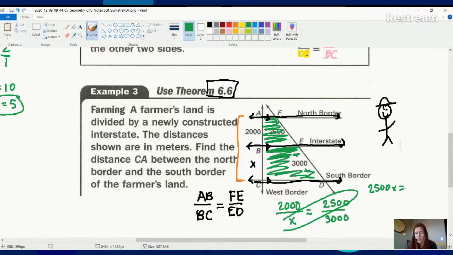2,500x equals 2,000 times 3,000. That's a really big number, right? 2,000 times 3,000. So if you do the math, divide both sides by 2,500, you end up with x equals 4,400 meters. I'm going to do the math just to make sure.